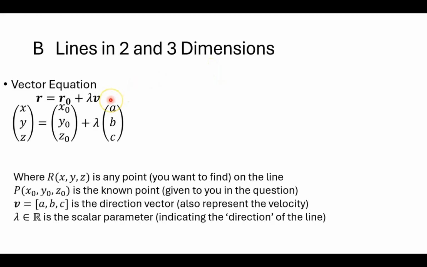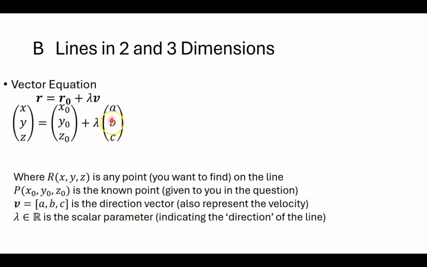The first one is the vector equation for a line, written as this, or if you want to expand it, you can write it out as this, with x, y, z components written in the full vector form. And r of x, y, and z is any point you want to find on the line. And p of x0, y0, z0 is the known point. This will be given to you in the question as a coordinate, and you will put them in this vector here. And v equals a, b, c is the direction vector of the line.